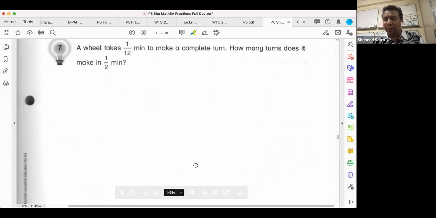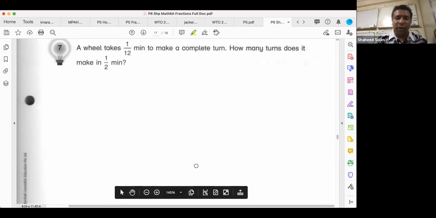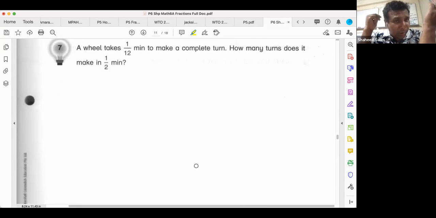Riaz, well done. Ask yourself which one is the longer one, which one is the shorter one. You say, I don't know which one is bigger, which one is smaller. Which one is bigger? Half of 1/12. Well done. Which one is the longer one? Which one is the shorter one? You must remember that.